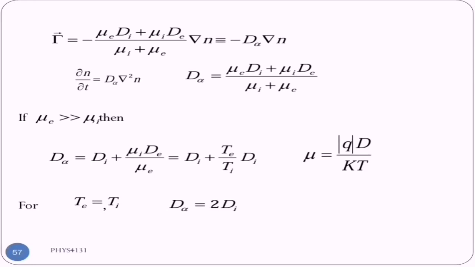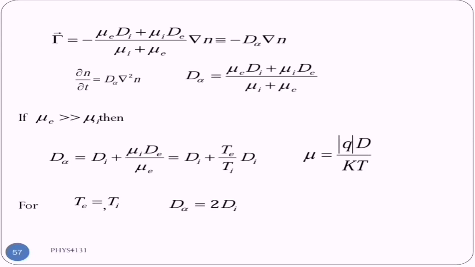The effect of the ambipolar electric field is to enhance the diffusion of ions by a factor of 2, but the diffusion rate of the two species together is primarily controlled by the slower species. From this calculation we learned that the effect of the ambipolar electric field is basically to increase the diffusion of ions by a factor of 2, but the diffusion rate of the two species is controlled by the slower species.